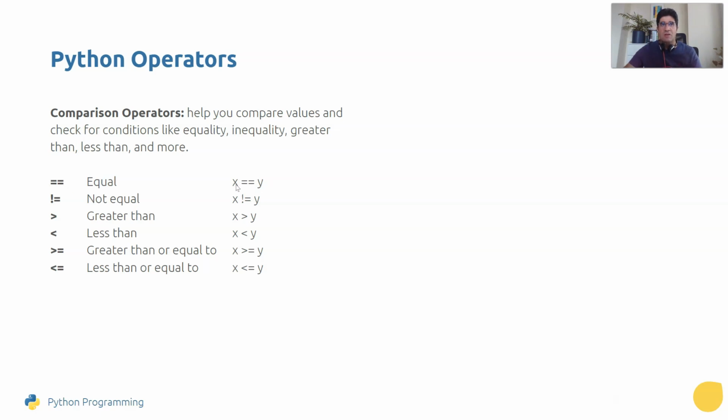So for example, when we write x double equal y, it means: is the value of x and y equal or not? If it's equal, it will return true. If they are not equal, it will return false. We have not equal, greater than, less than, greater than or equal, and less than or equal.